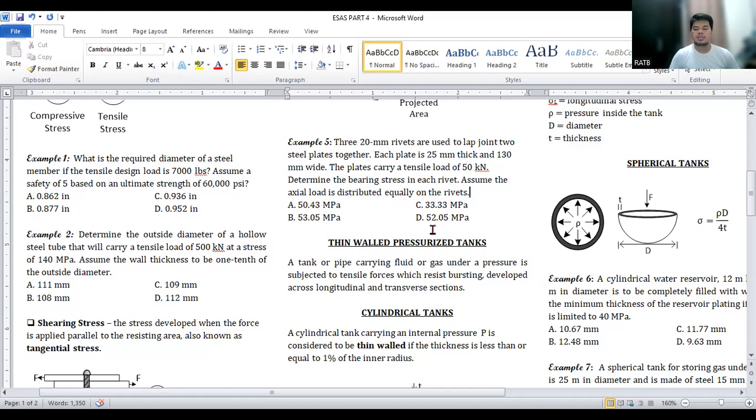Each plate is 25 mm thick and 130 mm wide. The plates carry a tensile load of 50 kilonewtons. Determine the bearing stress in each rivet, assuming that the axial load is distributed equally on the rivets. Okay, we go to the solution for item number 5.